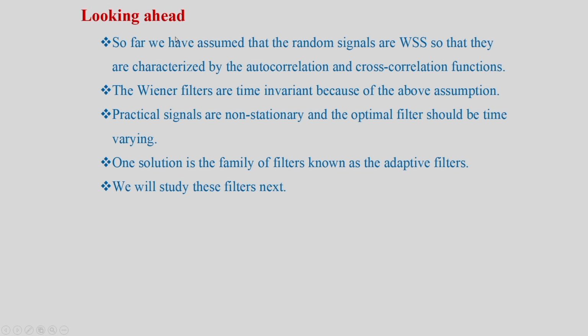Looking ahead, so far we have assumed that the random signals are WSS, wide sense stationary, so that they are characterized by the autocorrelation and cross-correlation functions. The Wiener filters are time invariant because of the above WSS assumption. Practical signals are non-stationary and the optimal filter should be time varying. One solution is the family of filters known as the adaptive filter. We will study these filters next.